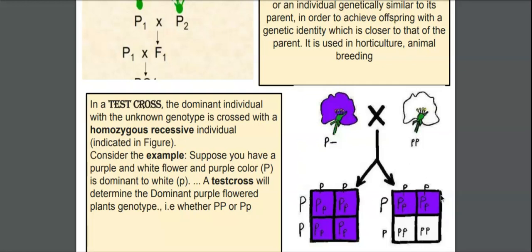So if you get 50% dominant offsprings and 50% recessive offsprings, you can safely say that this dominant individual was not a homozygous dominant individual but a heterozygous dominant individual. I hope this is clear.